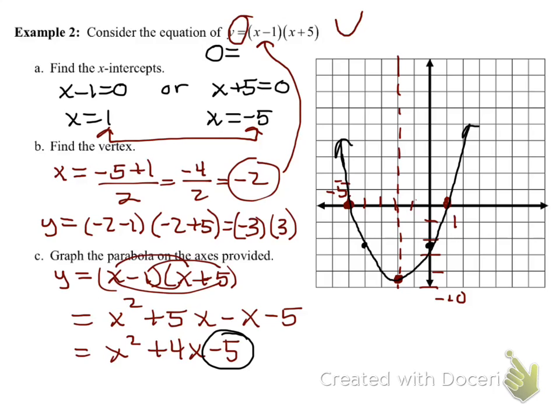Key idea is when it's in factored form, then you know that the opposites of those numbers actually are the roots of your equation, which translates into them being your x-intercepts. Not negative 1 and 5, but they're opposites, 1 and negative 5.